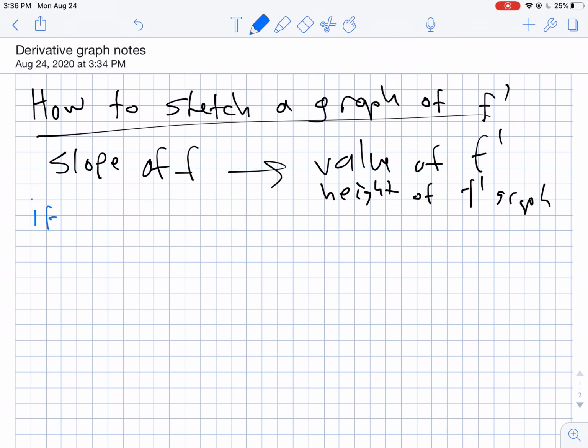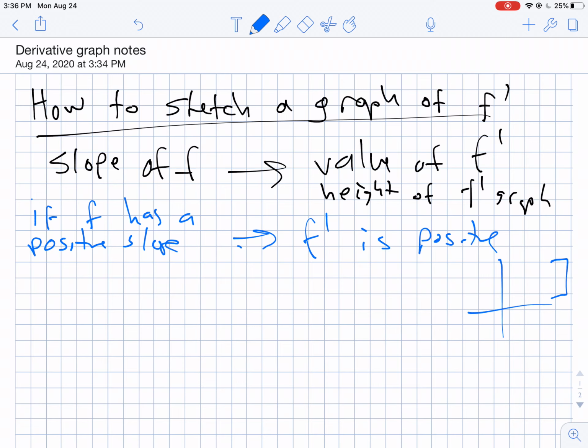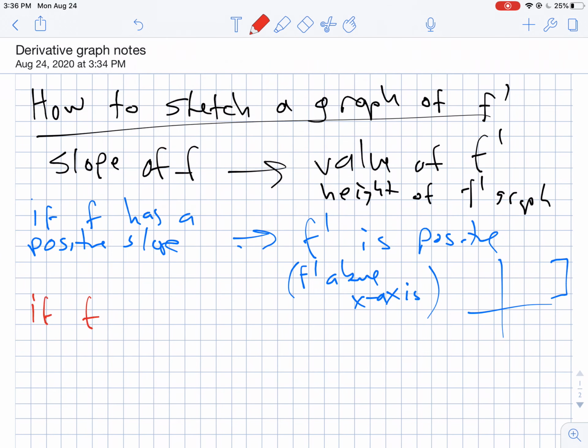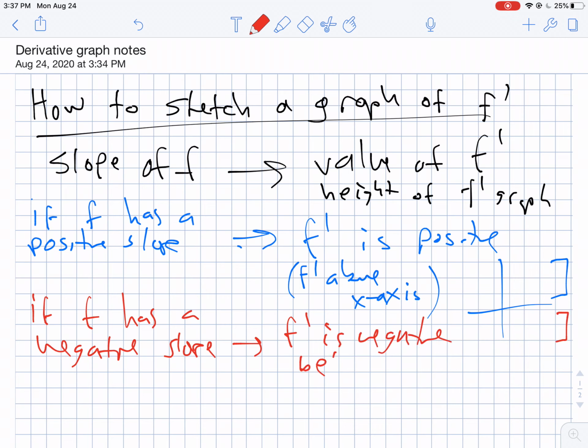If f has a positive slope, that means that your f prime is positive. And if we think about when a function is positive, it's positive when it's above the x-axis. And of course the opposite is true as well: if f has a negative slope, meaning your f prime is negative, then you are below the x-axis.